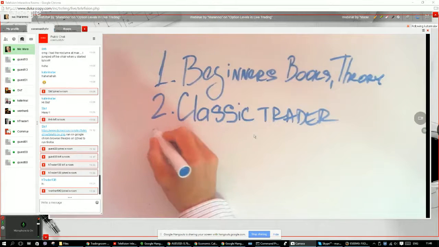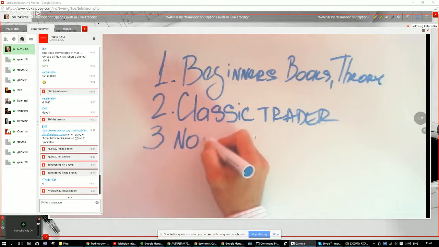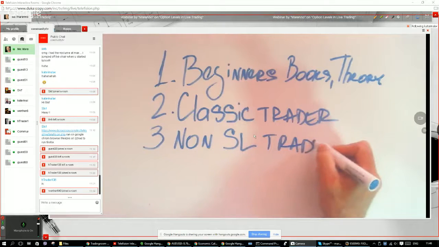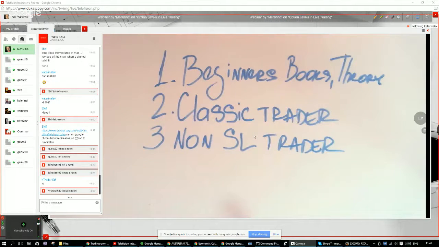So third is a non-stop loss trader. And I think that you all know what will be the fourth one. So the fourth one will be nothing. Almost all of the traders have tried this kind of approach, and after that, the career of most of them has finished.